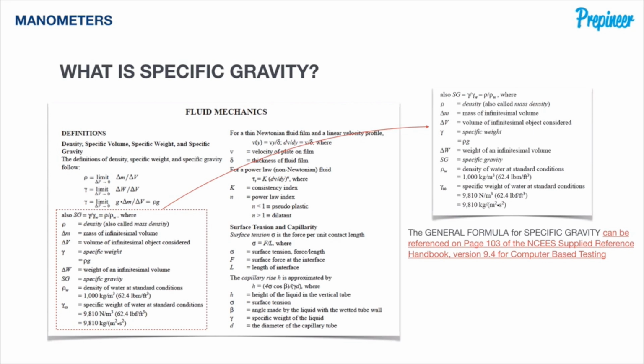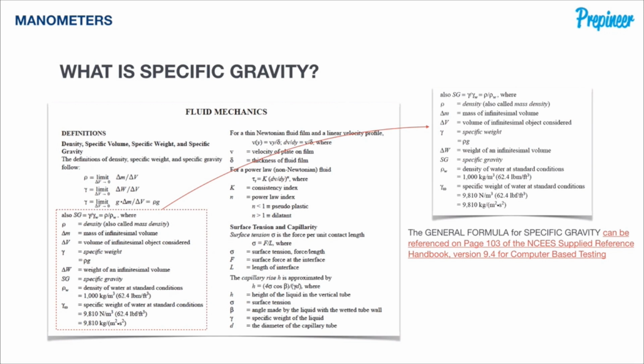The specific gravity, which is denoted as SG, and found on page 103, like I just mentioned, tells us how much more or how much less dense the liquid is than water. Water has a specific gravity of 1. If a liquid is more dense than water, then its specific gravity will be greater than 1. If it is less dense than water, then the specific gravity will be less than 1.